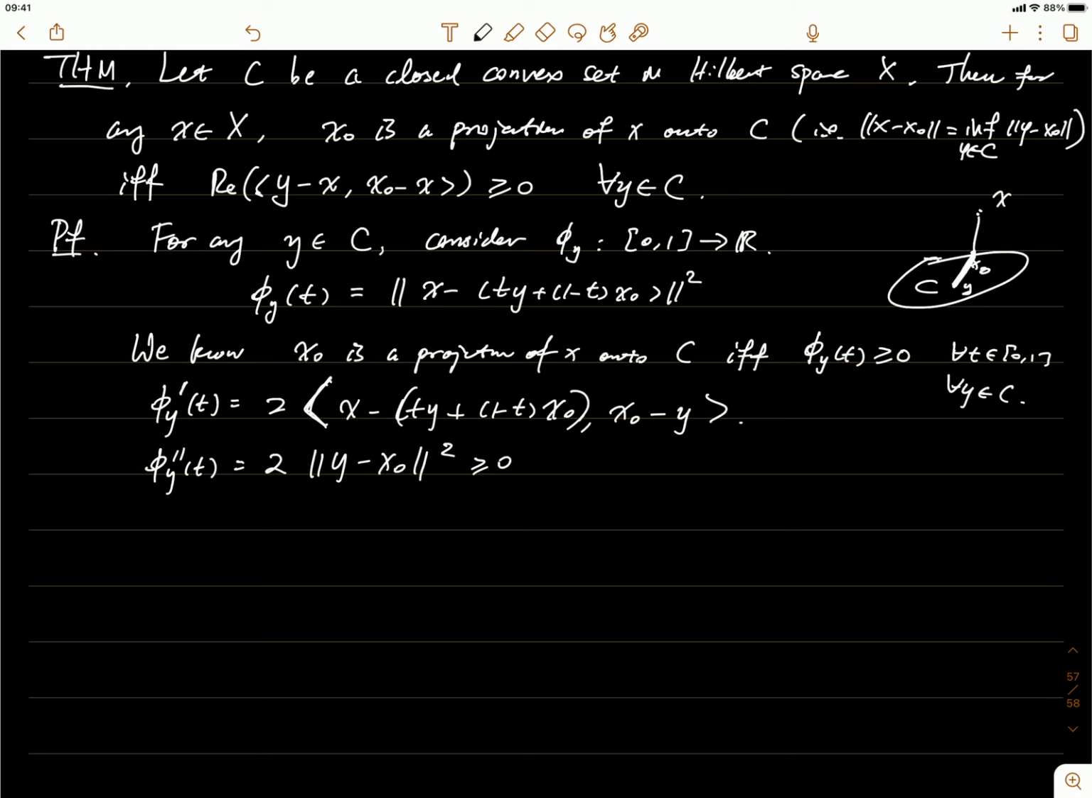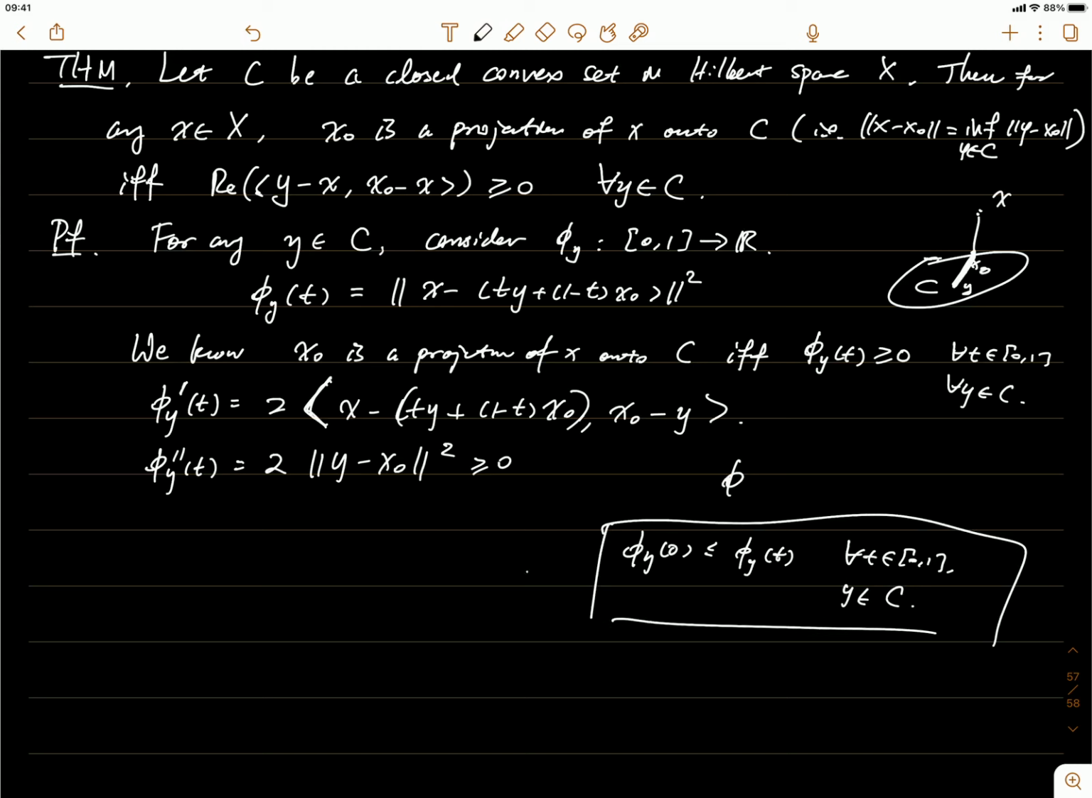So now I know that x naught is a projection point if and only if this phi y of 0 is less than or equal to phi y of t for any t between 0 and 1 and any y in C. This will be equivalent to saying that the norm of x minus x naught is equal to the infimum of the norm of x minus y, where y is from C. So these two are equivalent.